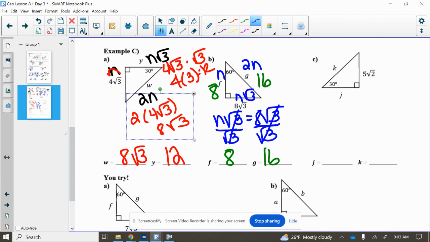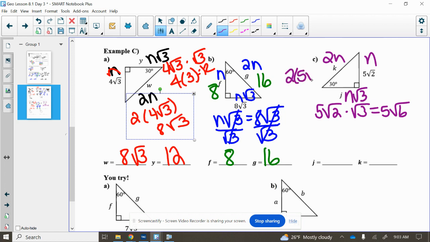Finally, on this last one, we are again given the n. We are looking for the longer leg and the hypotenuse. So we just need to take 5 square root 2, our n, multiply it by square root 3. We get 5 square root 6. And then our last one, double our n value. Well, 2 times 5 is 10 square root 2. So j was 5 square root 6. K is 10 square root 2.